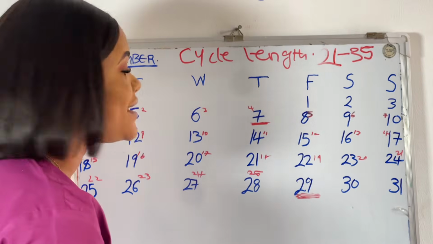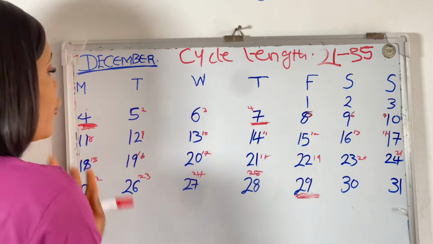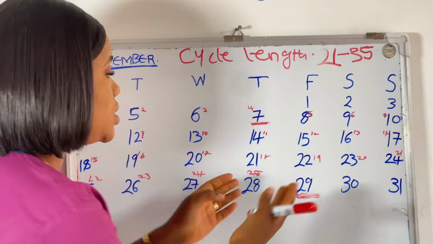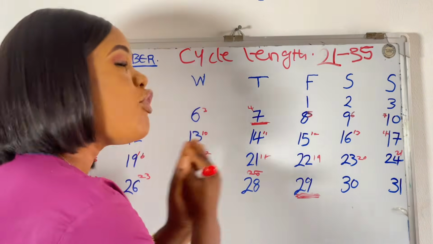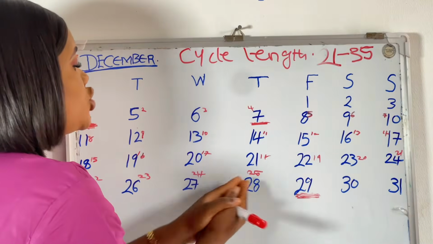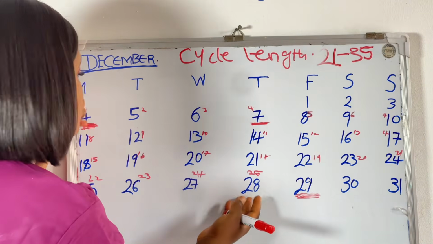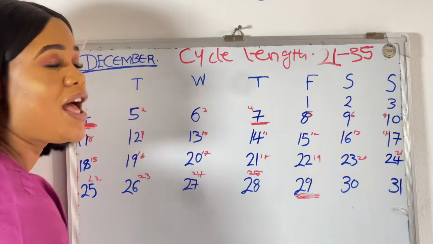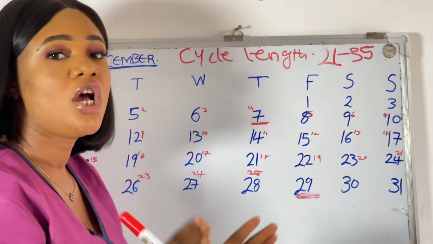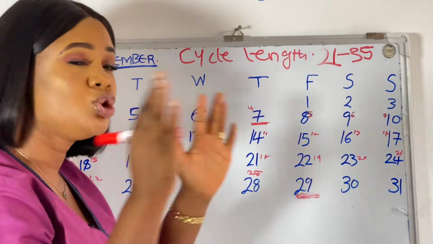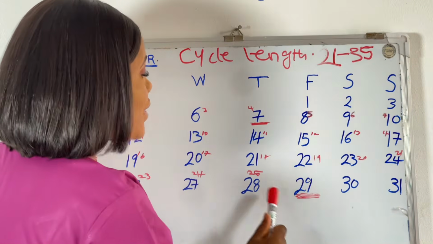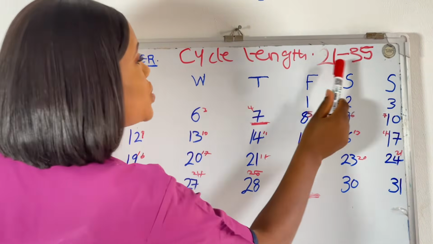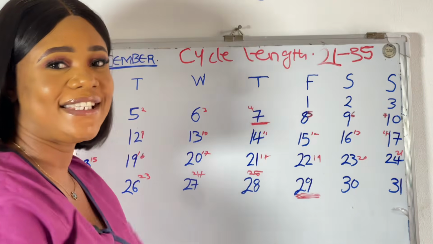I hope you are getting me, guys. My period started on 4th and my next period started on 29th. So my cycle length will be from 4th to a day before my next period, which is 28th, and I have a 25-day cycle. And remember that I said the normal range for a cycle length is from 21 to 35 days. Having a 25-day cycle length falls within this range, which shows that it is normal.